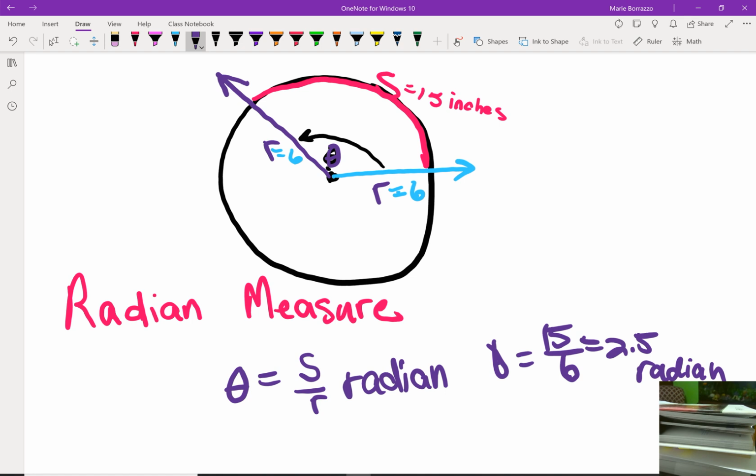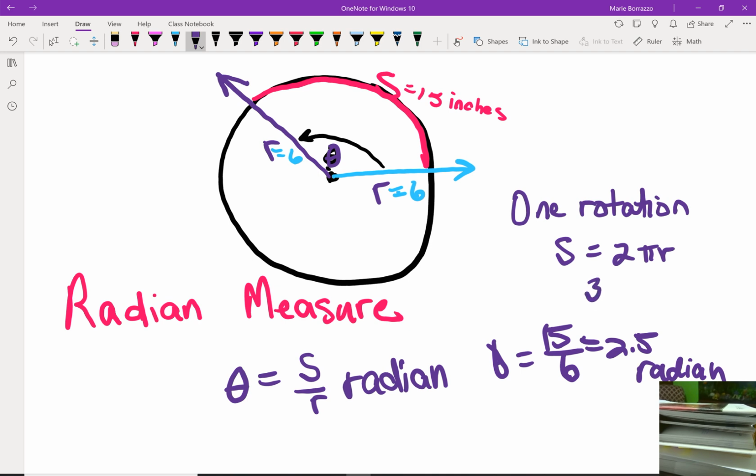When we refer to a rotation, I want you to remember that in one rotation, you have this arc length, and this is just a note piece of information. In one rotation, the arc length is equal to twice pi radian. Remember in this case, that means that 360 degrees is equal to 2 pi radian.